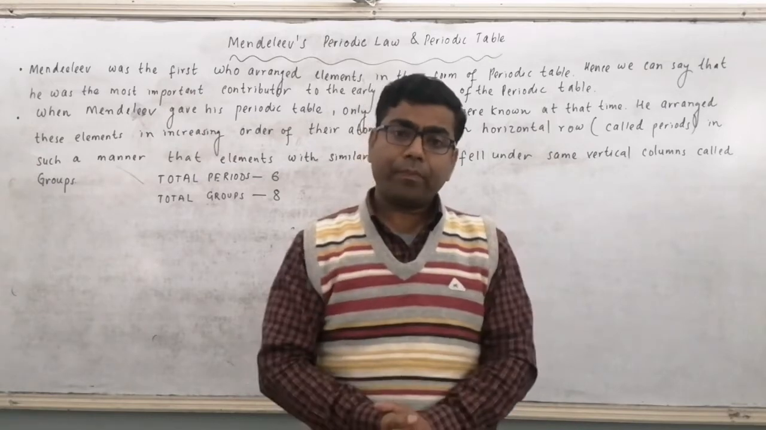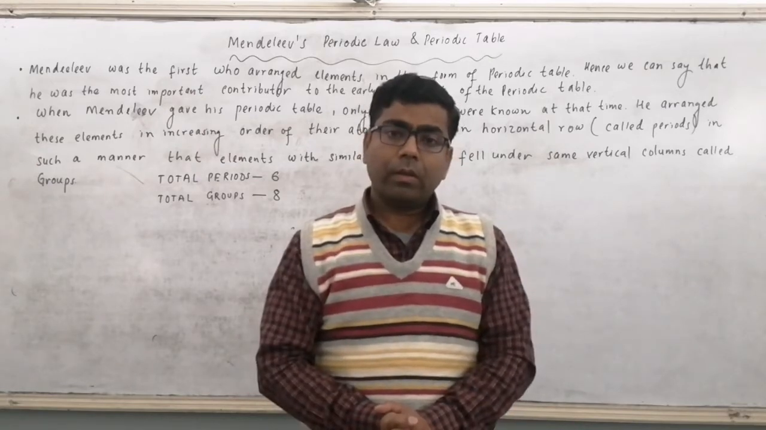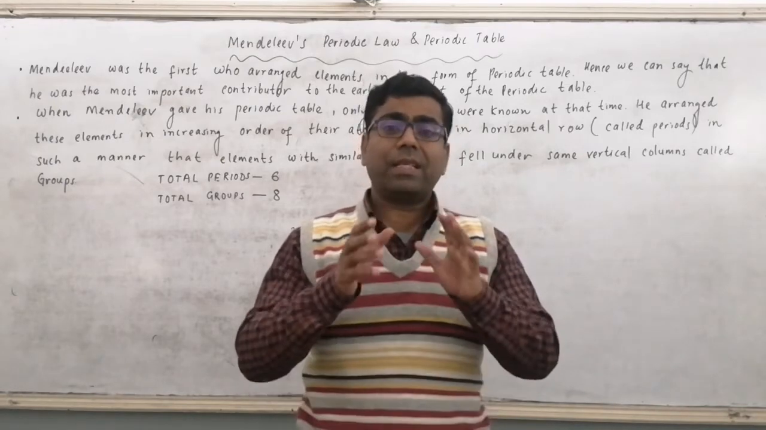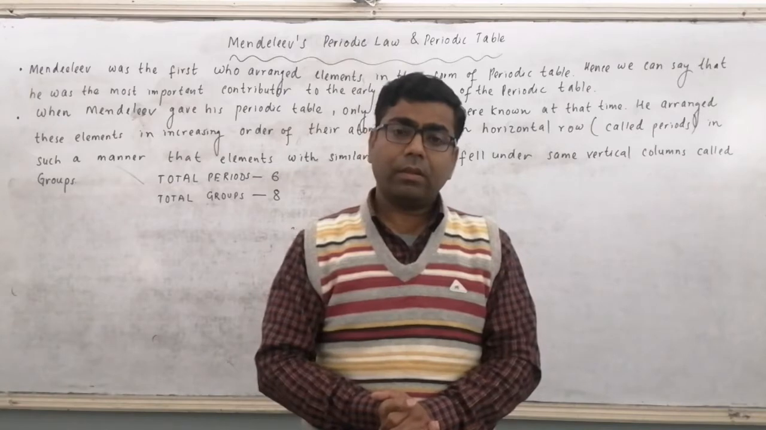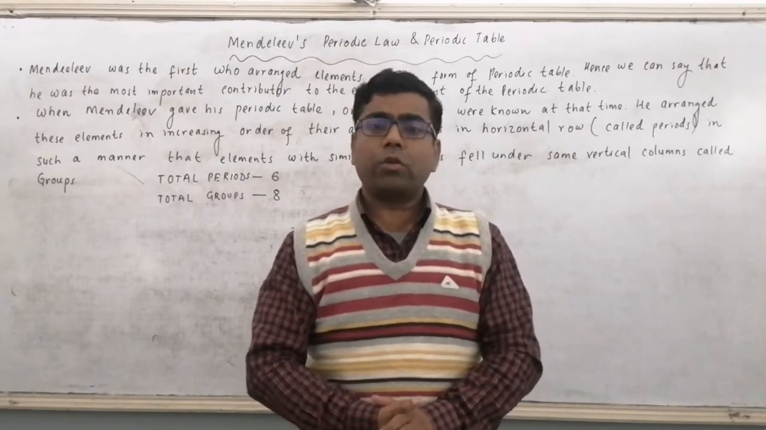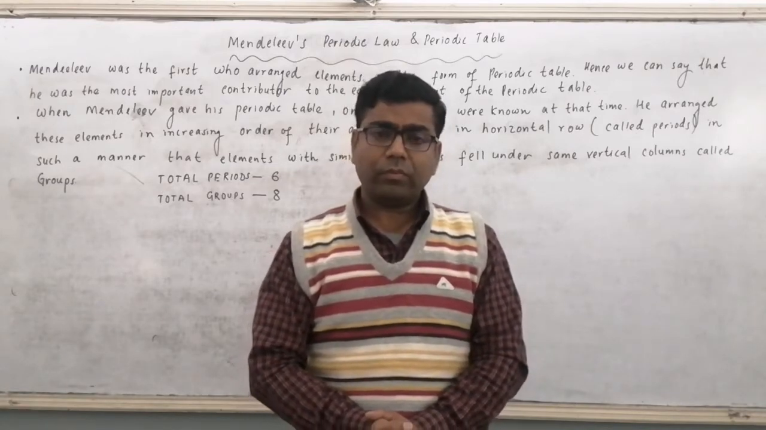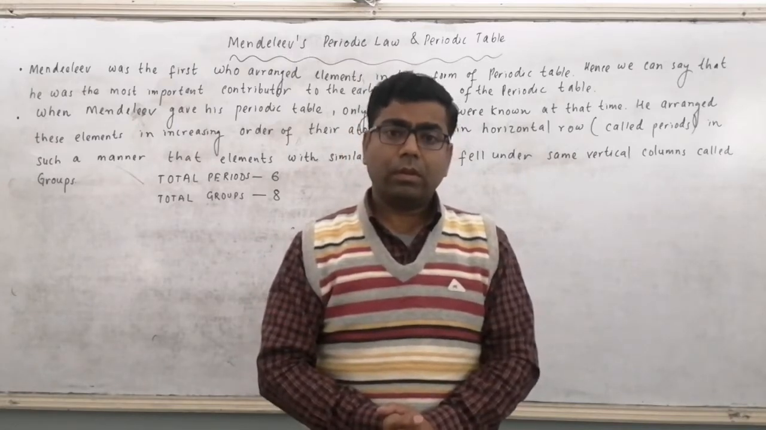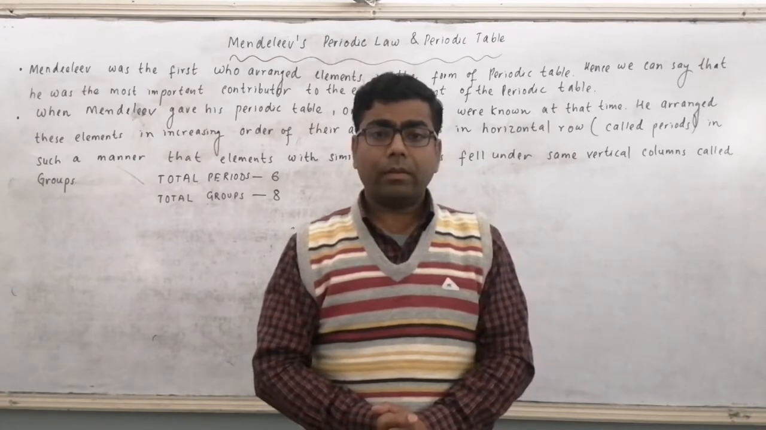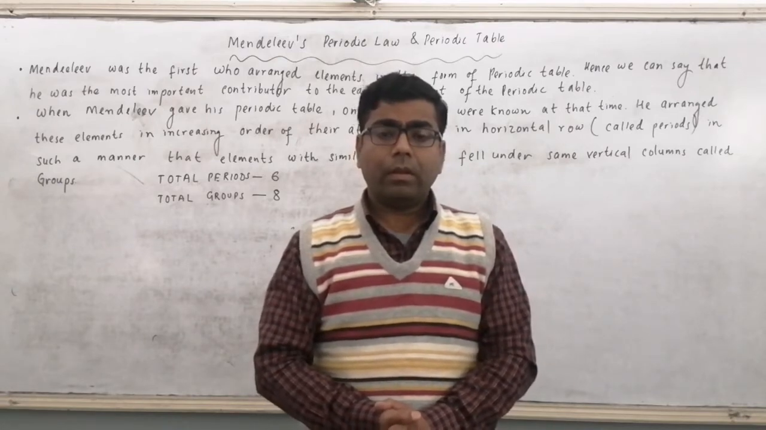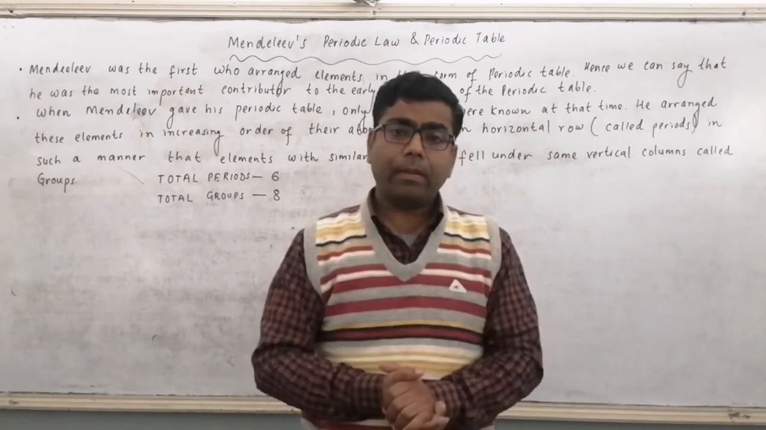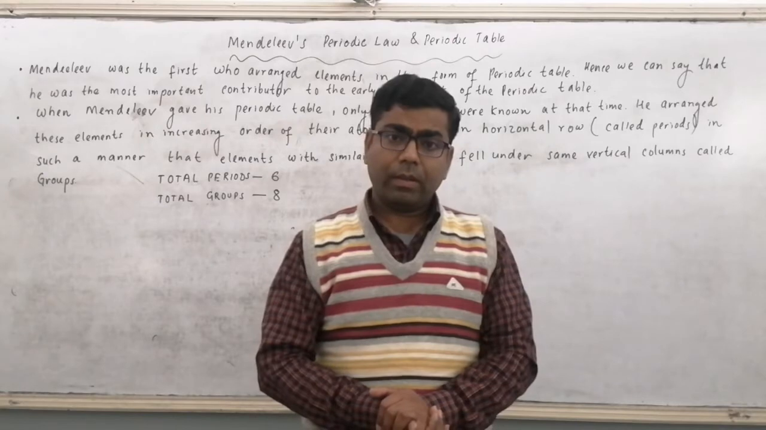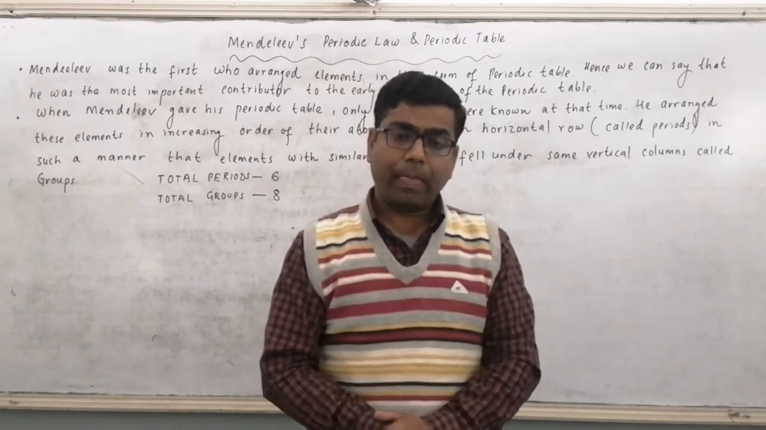So initially, the systematic classification was started with Dobereiner's law of triads. What had he done? He had made a group of 3 elements having similar properties.